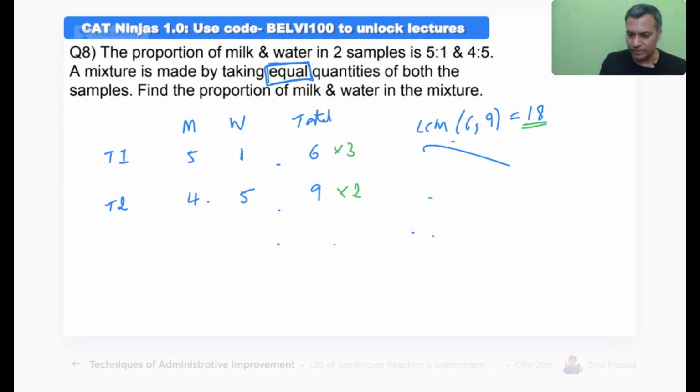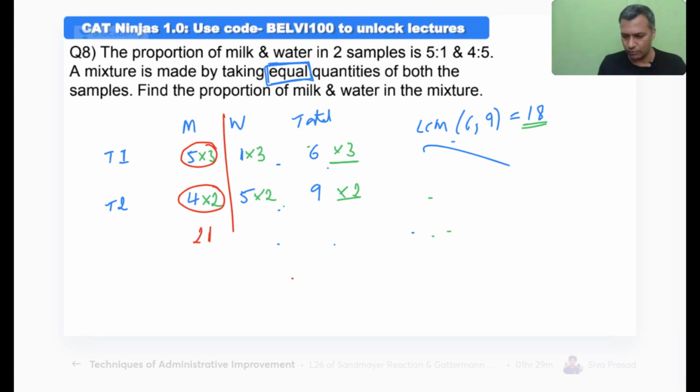Now it is equal. So if you are multiplying that by 3, multiply this 5 also by 3, multiply this 1 also by 3. Here, multiply this by 2 and multiply this by 2. Once you identify this 3 and 2, multiply all the numbers by this. Then go to the milk proportion, go to the milk side, add them. This is how much? 15. This is how much? 6. 15 plus 6 is 21. The milk component has become 21.